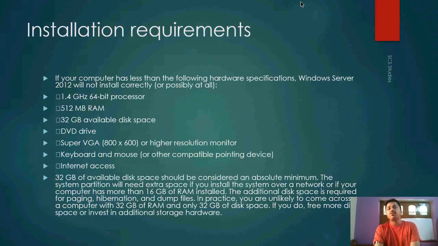1.4 gigahertz 64-bit processor architecture. That means you need a 64-bit processor architecture. This is important. And the processor speed should be 1.4 gigahertz.